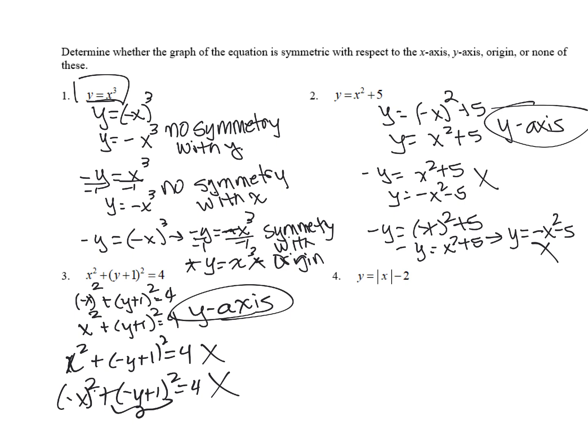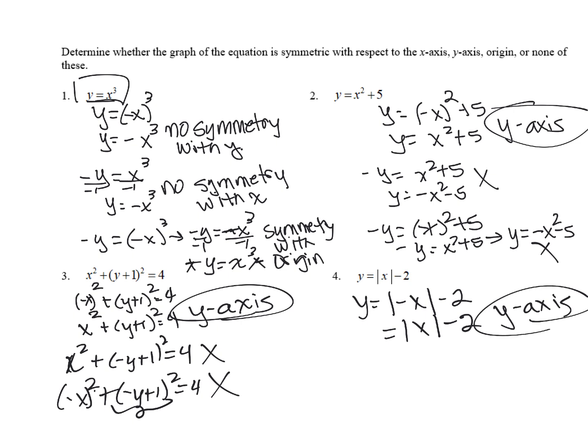All right, let's try this last one. y equals negative the absolute value of x minus 2. Well, remember, the absolute value of negative x, whatever it is, is going to be positive. It's going to be the same thing as the absolute value of x. So therefore, we have symmetry with the y-axis. Okay, when we do negative y equals negative the absolute value of x minus 2, I divide by negative 1.